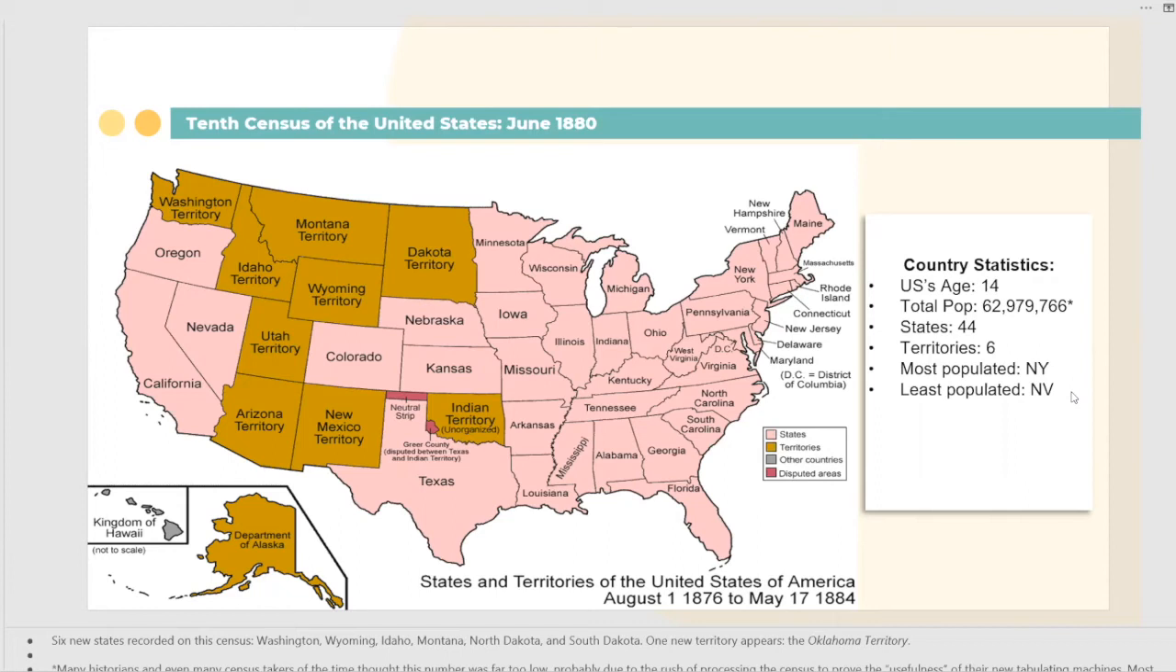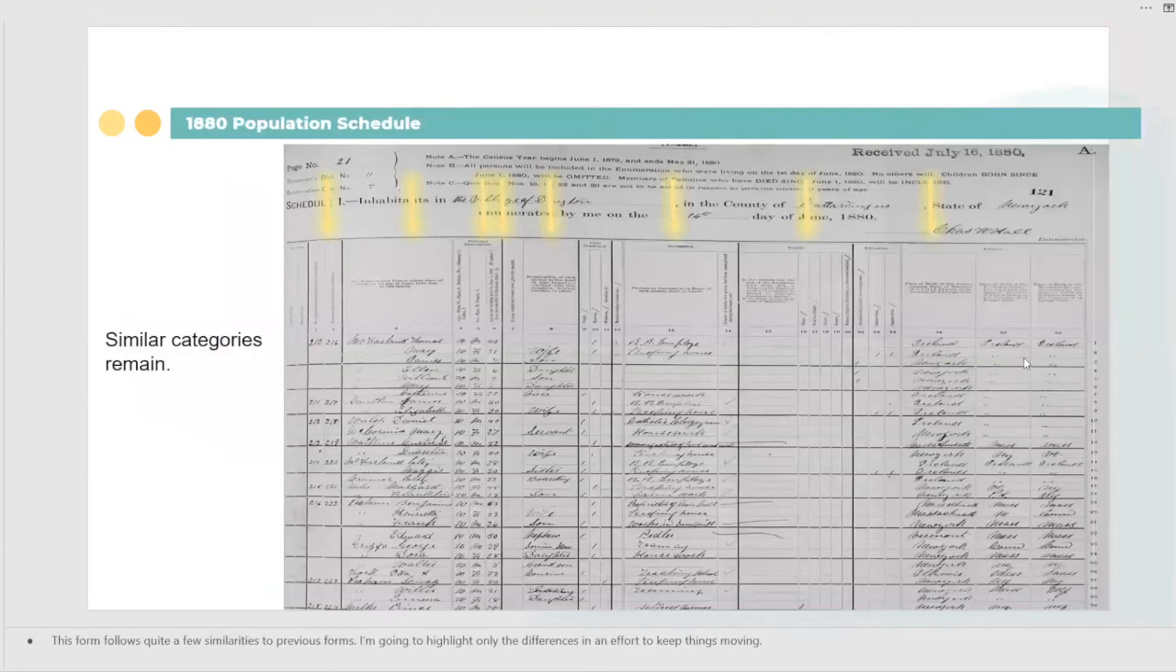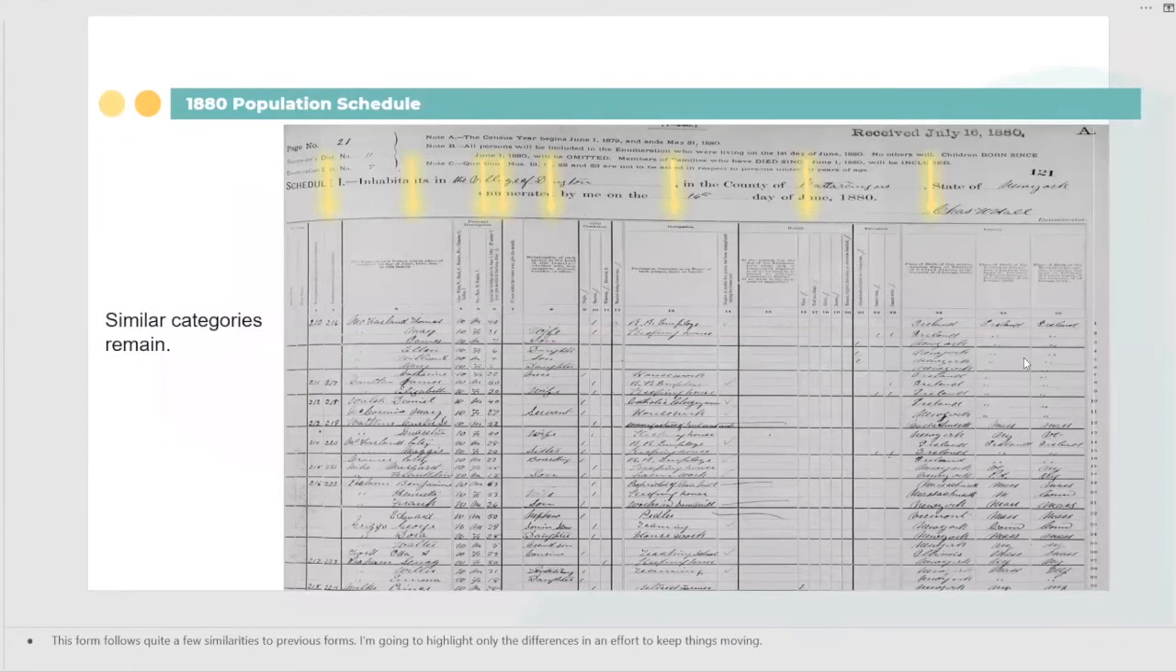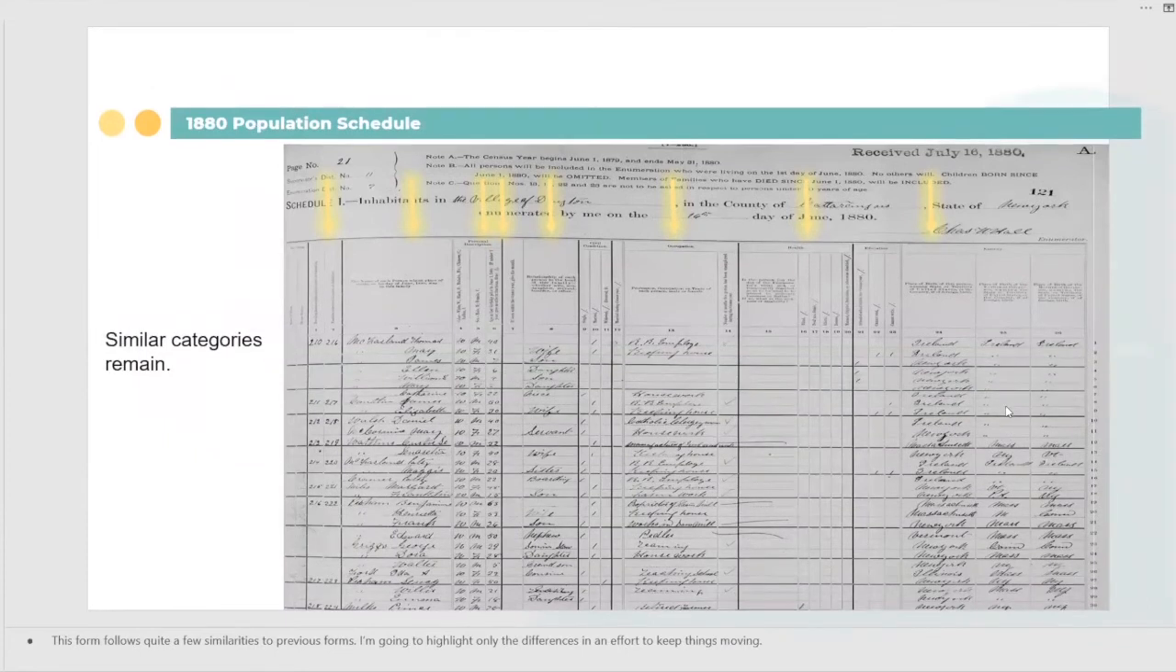Many historians believe that the total population, I've got the wrong statistics here. Ignore that. I copied the wrong statistics for this one, but the states are right. So this is our 1880 population schedule. Again, this one follows quite a few similarities to previous forms. So I'm going to only highlight the differences to keep things moving because we're already 30 minutes in.